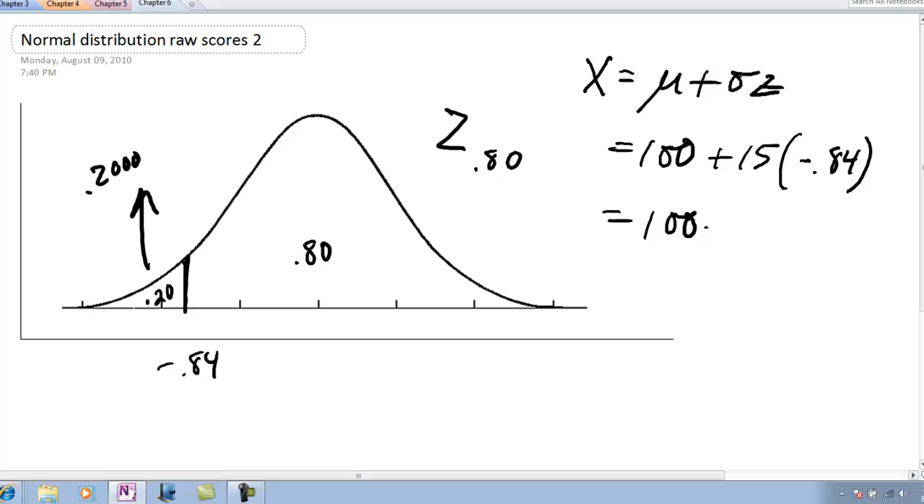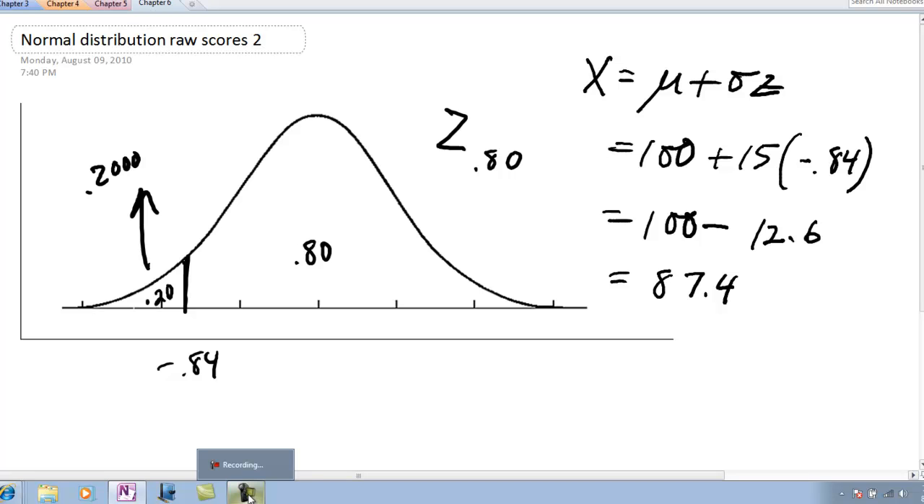Well, we know the sigma for an IQ test is 15, and we would multiply that by 0.84, and we would go 100 minus, let's see, 0.84 times 15 is 12.6, and if I subtract 12.6 away, I get 87.4. So basically, if you have an IQ that's below 87.4, then you're in the bottom 20% of the human race, intelligence-wise. And that's basically how you use it. So I hope that's helpful to you guys in explaining how that ALEKS calculator button works.